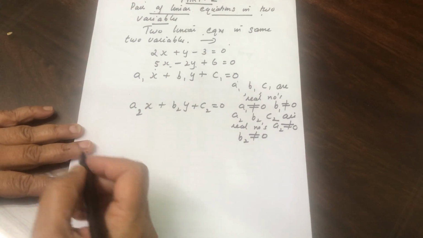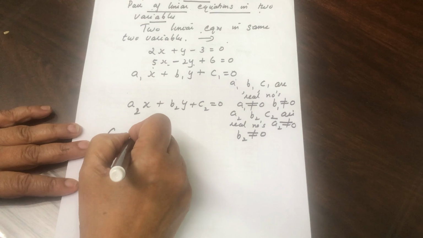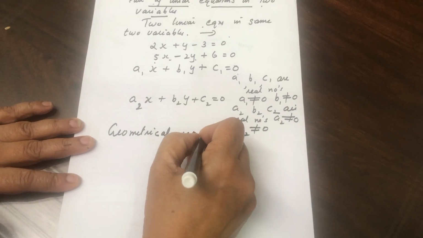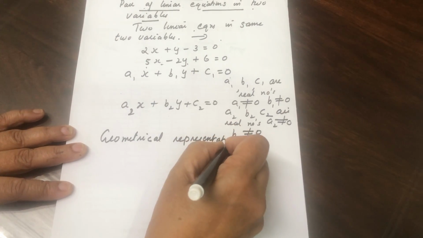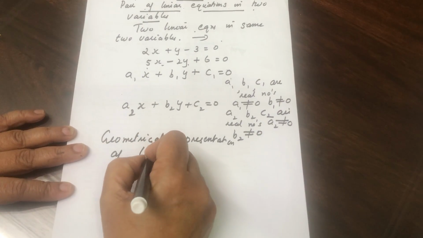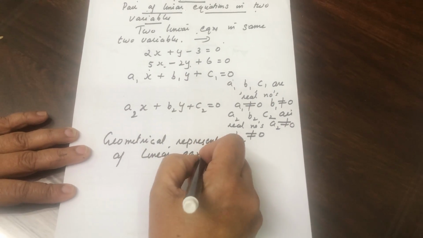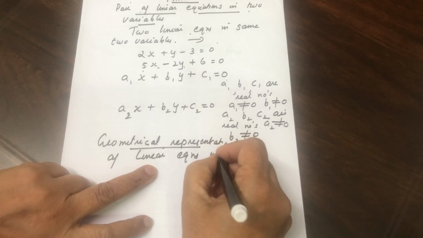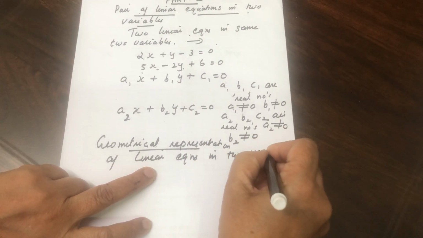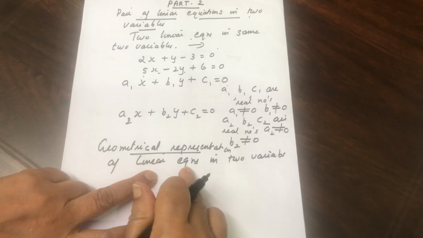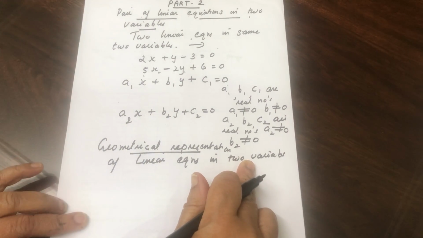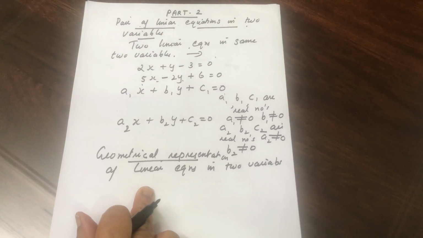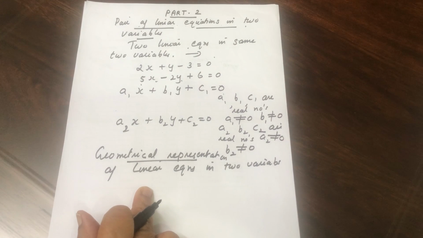Now I am going to explain the geometrical representation of linear equations in two variables. A linear equation in two variables gives a straight line graph. A pair of linear equations in two variables gives two straight lines, so two straight line graphs.